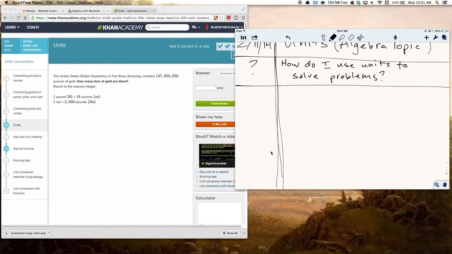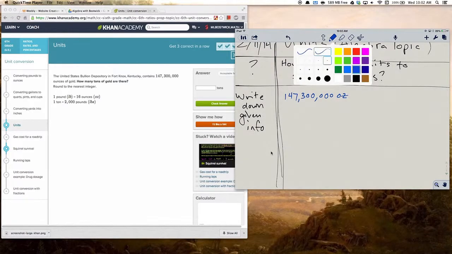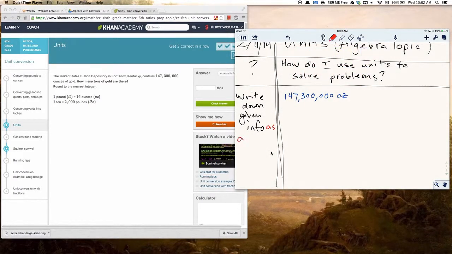I'm going to start by saying write down given info. And so that's the first step I'm going to take. I'll do that in blue here. I have 147,300,000 ounces. Okay. And I'm going to add something here in red as a fraction, in parentheses ratio. And so I'm going to write 147,300,000 ounces over 1 so that it looks like a fraction.